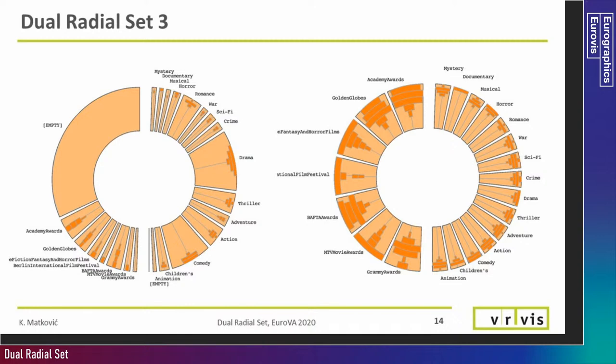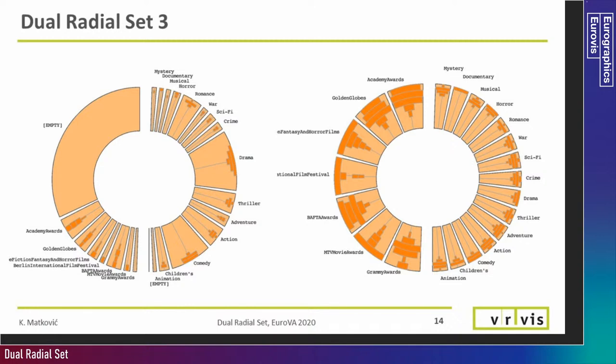The second mode that we propose is equal sector size mode, where we show all sectors with the same width in order to study sector relations, to see better what happens in one sector. Is this genre or award more often alone, like MTV Movie Awards, which is quite dominantly alone, or Academy of Science Fiction, Berlin International Film Festival comes alone, or some others that are combined with others. And the same is true for the genres.